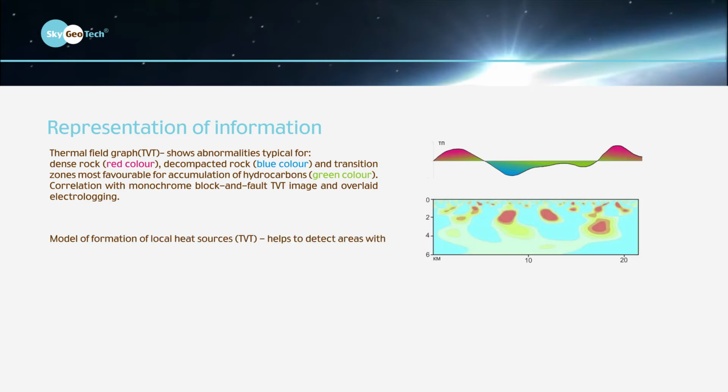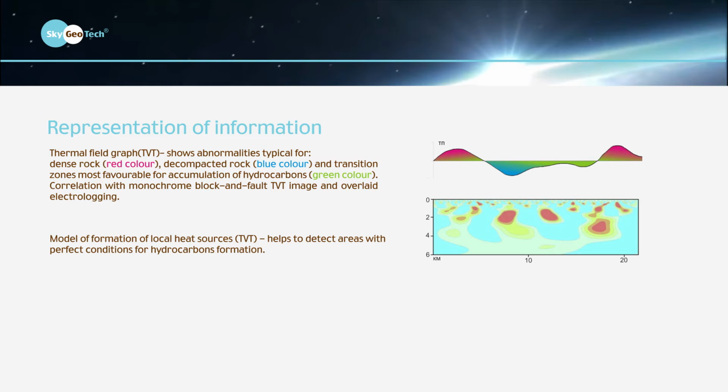On this picture we see thermal field graph. It shows abnormalities typical for dense rock, red color, decompaction zones, blue color, and transitional zones, green color. Most favorable places for hydrocarbon accumulation. Below this picture we see monochrome block and fold TVT image with overlaying of electric logging. There is a strong correlation between green transitional zones of thermal field graph and electric logging data.